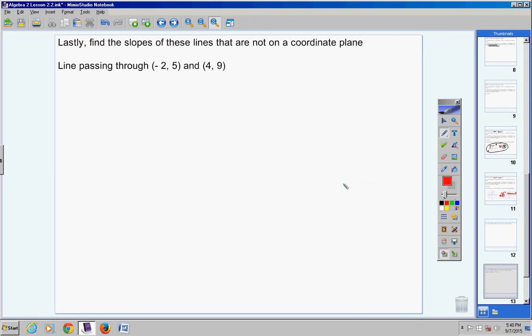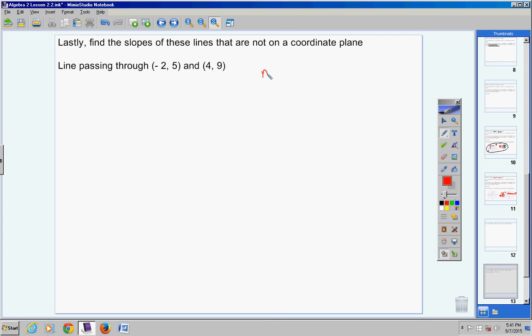Now, Mr. Earhart, that's the same thing. I'm just going to graph that point, negative 2, 5, and graph this point, positive 4, and then go up 9. Yeah, you can do that, but you're wasting a lot of time. And when you get to higher level math, there's no time for that, guys. No time for that whatsoever. So there's a really cool formula we can use.